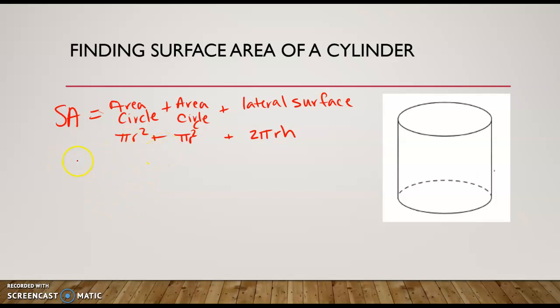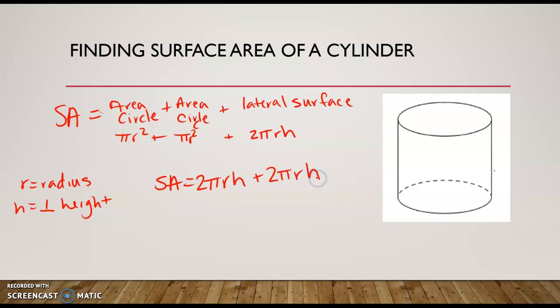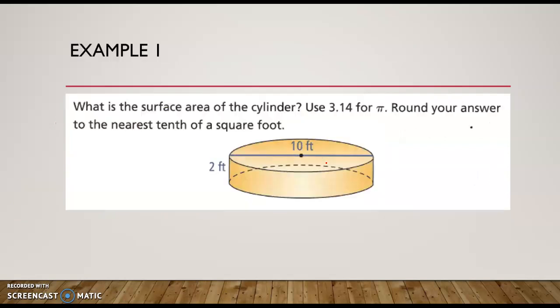Now, we got to know that r is radius. That's half of our circle from the center to the outside of our circle. And h is that perpendicular height. Now, instead of writing pi r squared twice, since there's two of them, we're going to think of surface area as 2 pi r squared plus 2 pi r h. And this will be our formula we'll use from here on out.